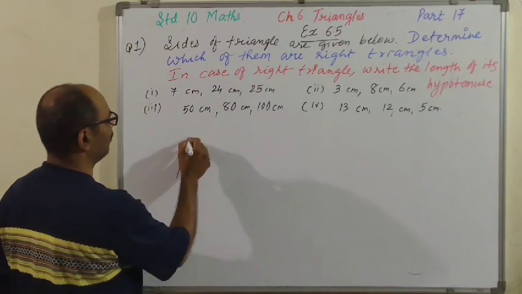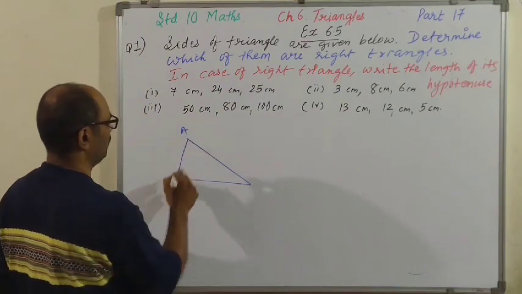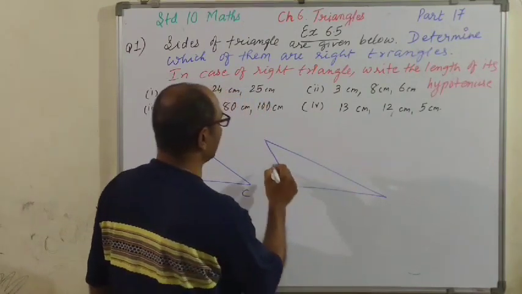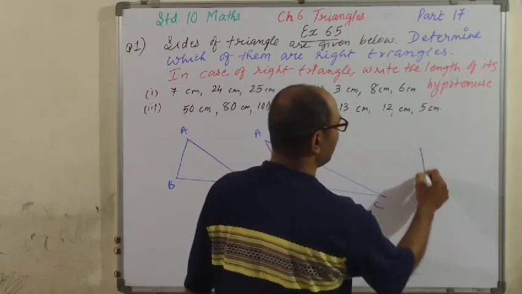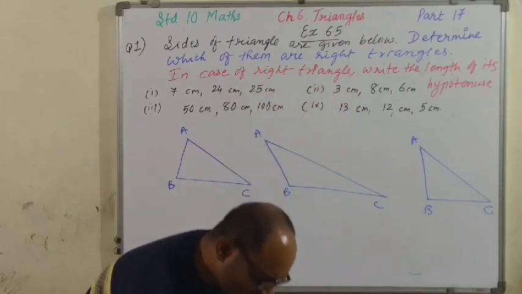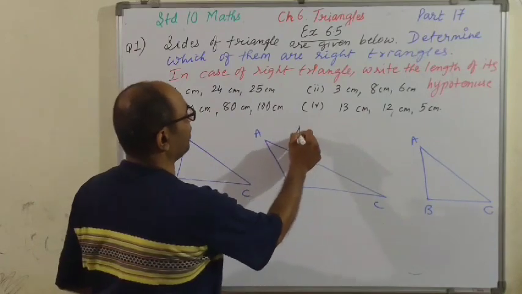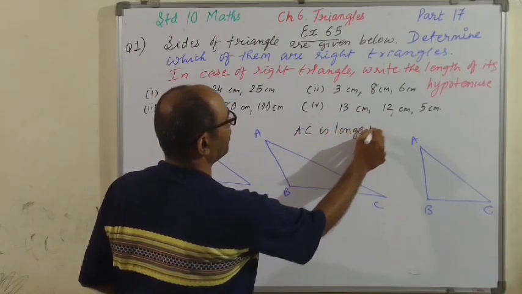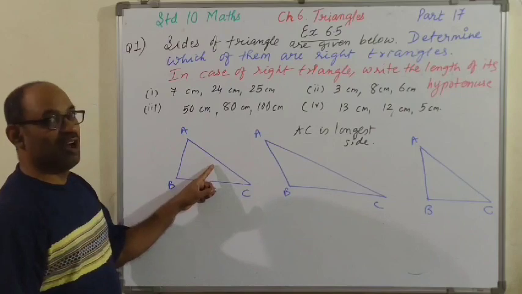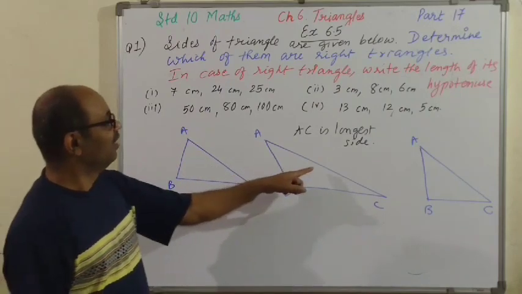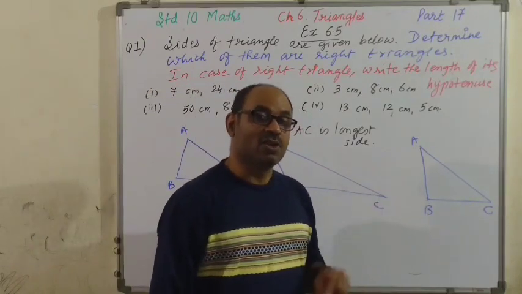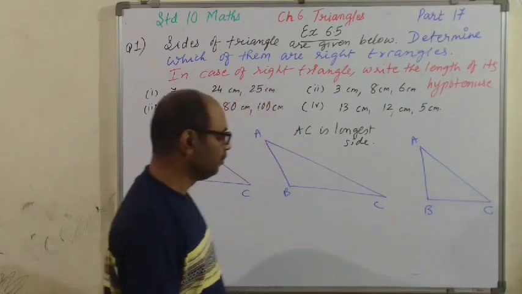I have a triangle here. ABC. This is again triangle ABC. And this is triangle ABC. Fine. In all the three triangles, AC is the longest side. Just watch, I've taken care while drawing the figure. AC is longest. AC is greater than AB and BC. Here it's very clear. In this case also AC is greater. So the longest side is AC.